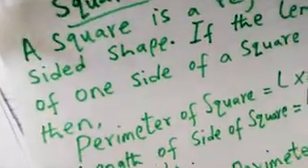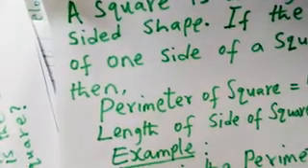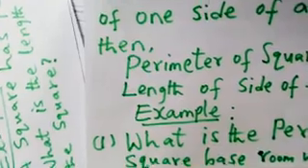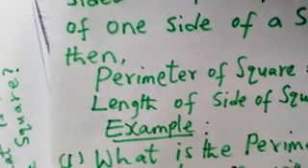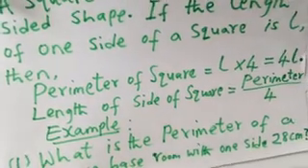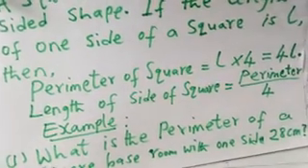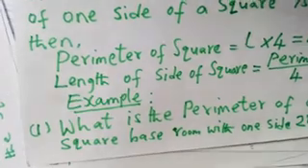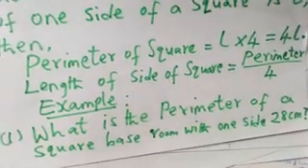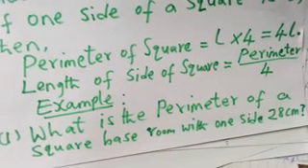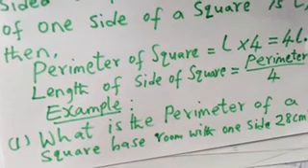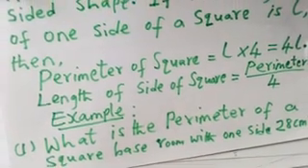So let's look at square and also examples on square. A square is a regular four-sided shape. If the length of one side of a square is L, then the perimeter of the square is equal to L times 4, which is equal to 4L. The length of a side of a square will be perimeter divided by 4. Example: what is the perimeter of a square room with one side 28 centimeter?